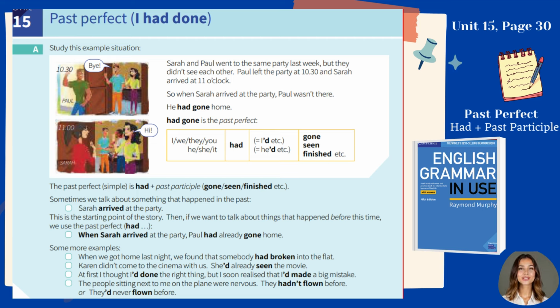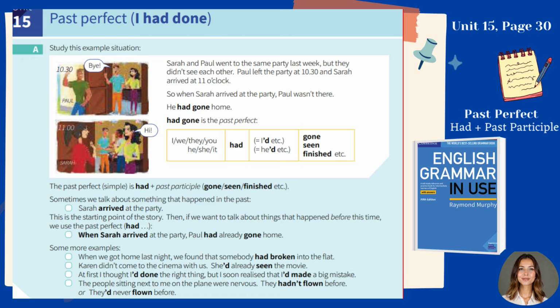Let's start with a story. Imagine this. Sarah arrived at the party, but Paul had already gone home. What happened first? Yes, Paul went home before Sarah arrived. So we say, Paul had gone home. Past perfect. Sarah arrived at the party. Past simple. We use had plus past participle to talk about something that happened before another thing in the past. Mini tip. Past perfect, the past of the past.